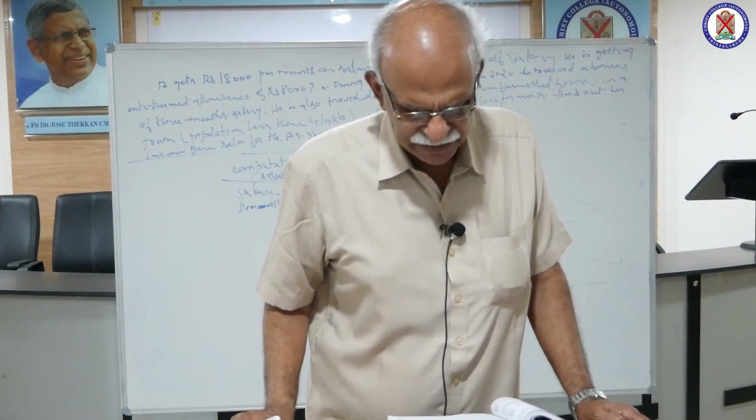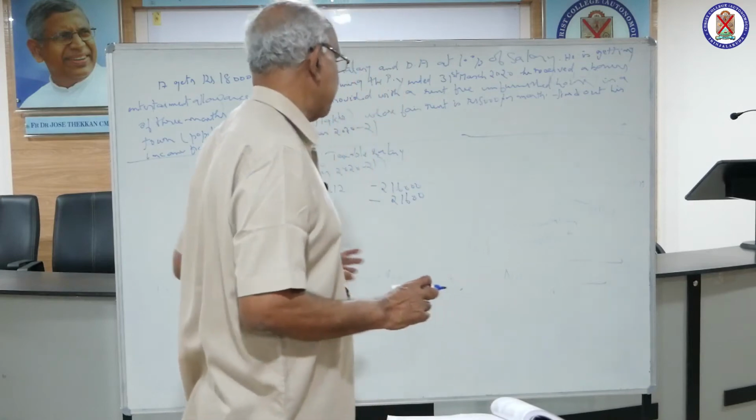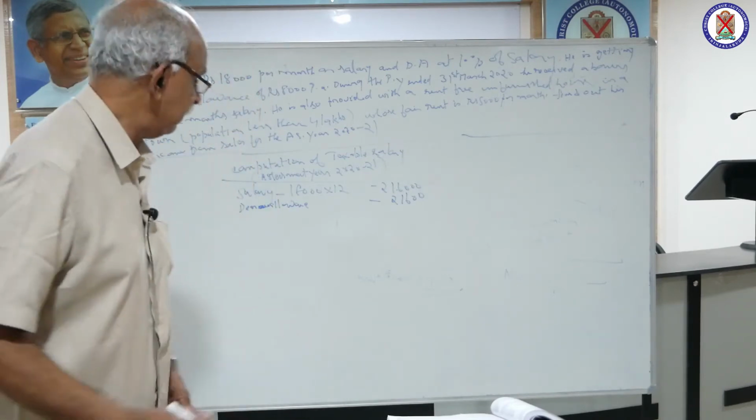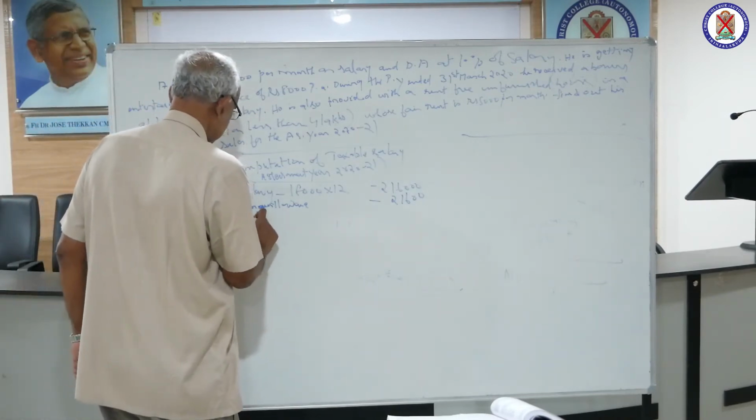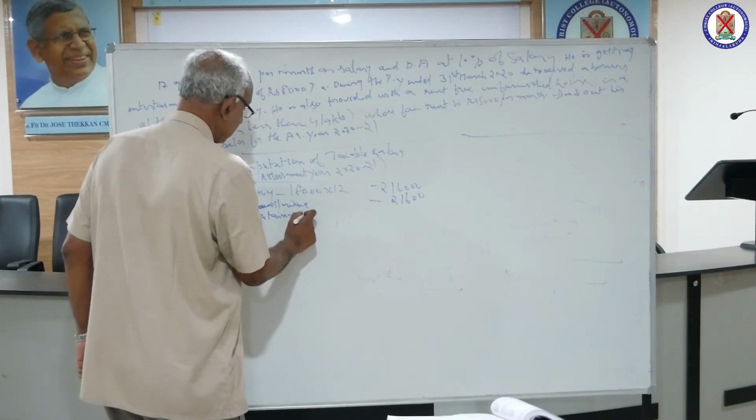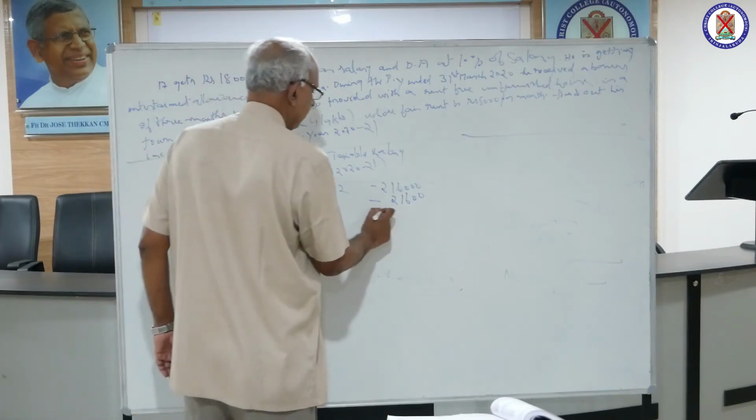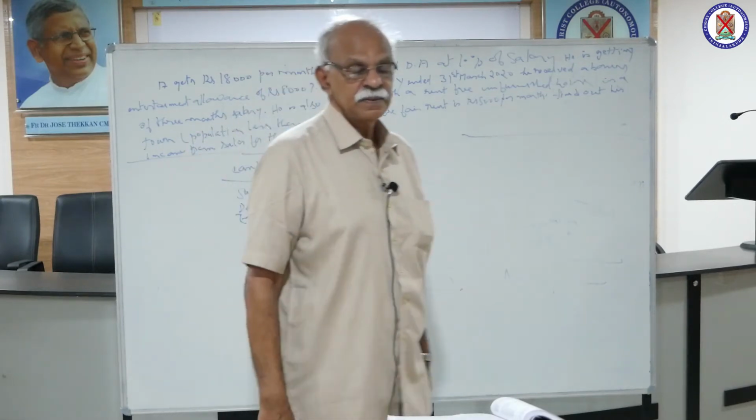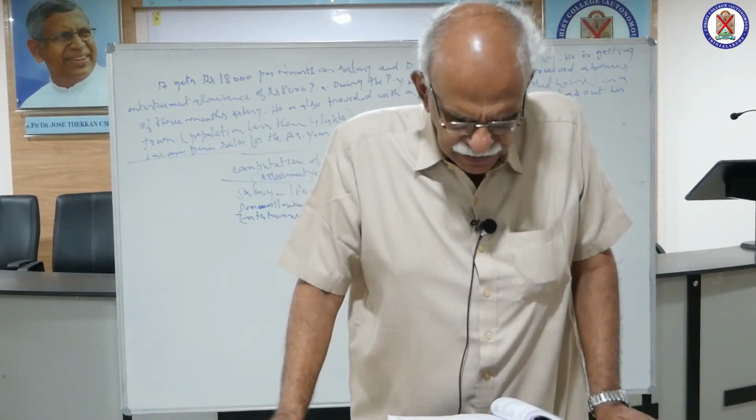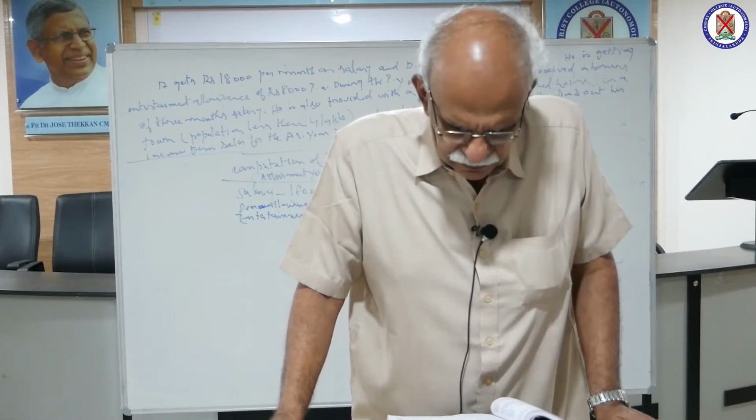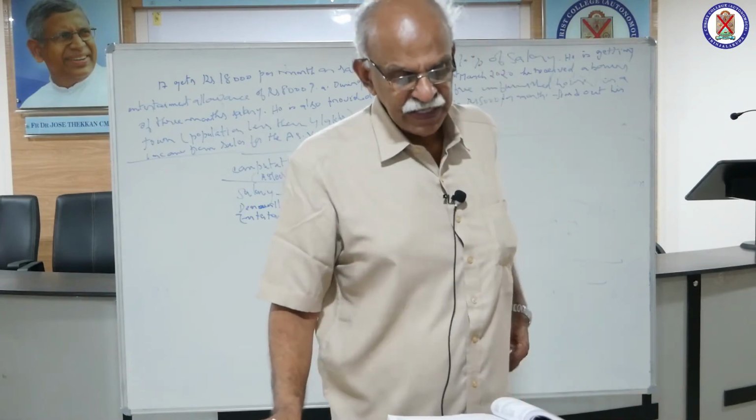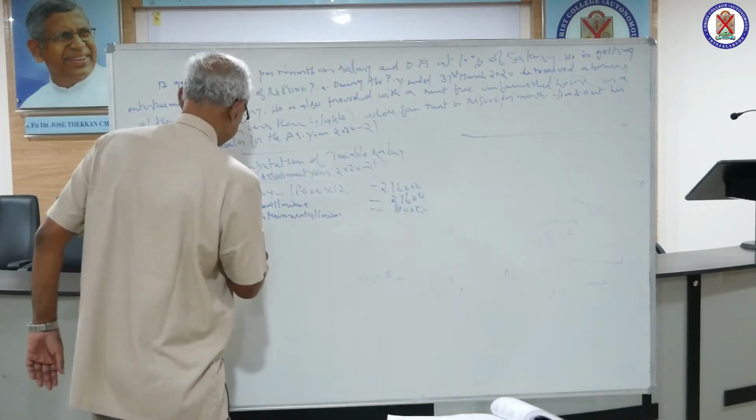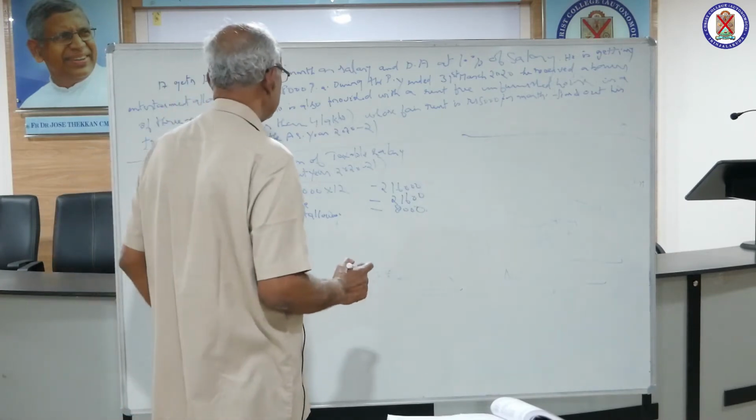He is getting entertainment allowance of rupees 8,000, not monthly but per annum, so annual entertainment allowance is 8,000. He is provided with a rent-free house. One thing I forgot: he is also given a bonus equal to 3 months' salary. So you write bonus, 18,000 into 3, that is 54,000.